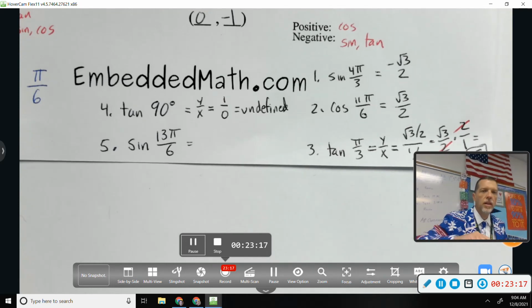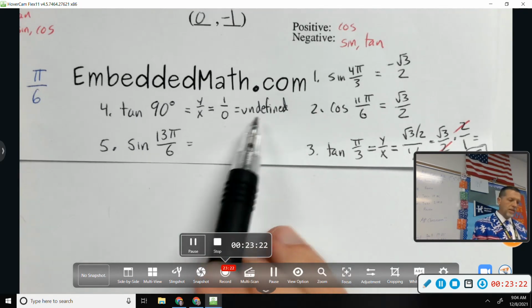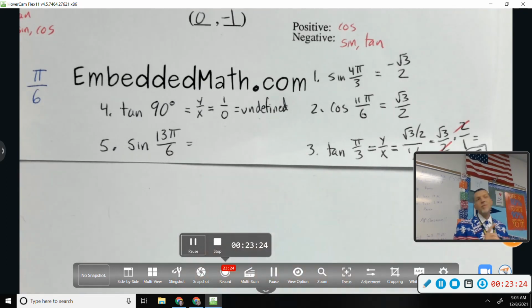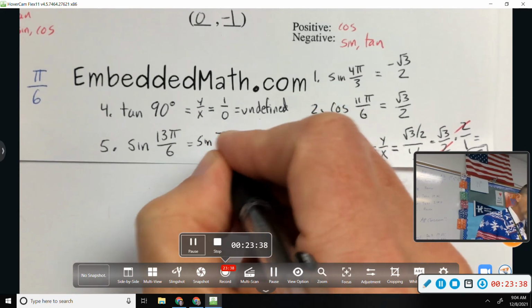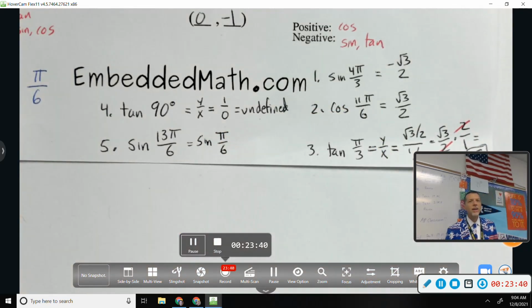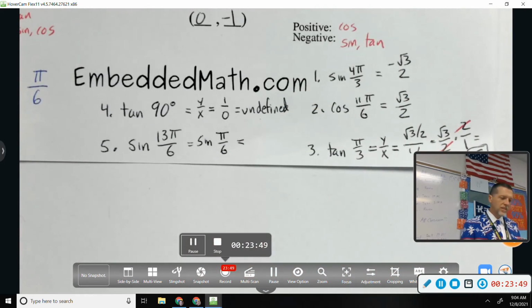So number 4, y over x, 1 over 0, that's undefined. 13 pi over 6, some people will claim that 13 pi over 6 is not on the unit circle. I kind of see what they mean, but what is on the unit circle that's the same place? Pi over 6. Yeah, there's a coterminal angle if we subtract 2 pi. So pi over 6 has the same landing, coterminal, so it'll have the same x and y coordinate. So what's the sine of pi over 6? 1/2.